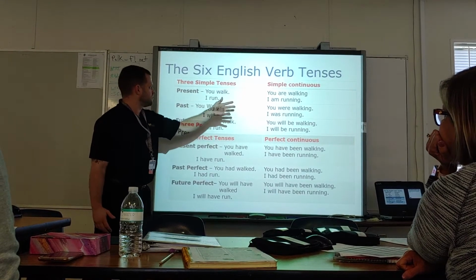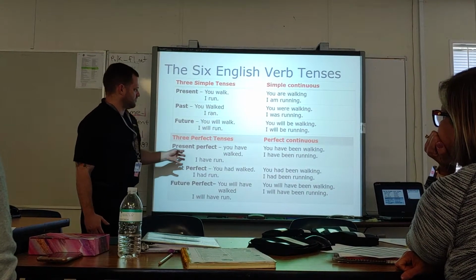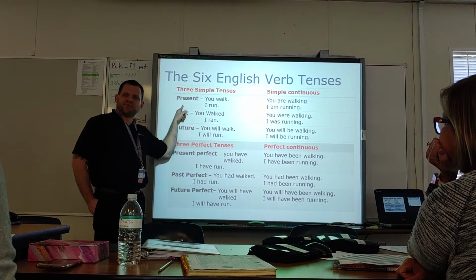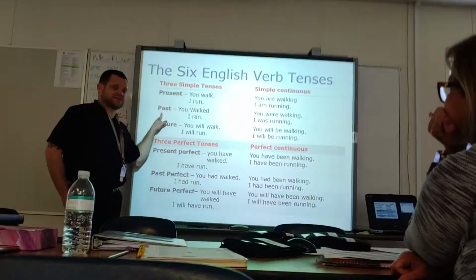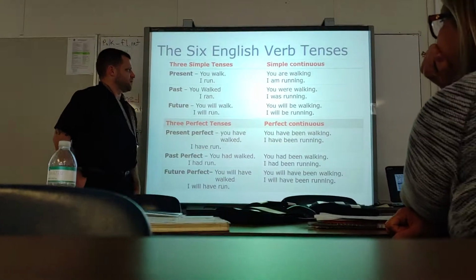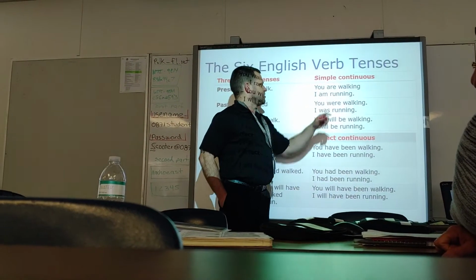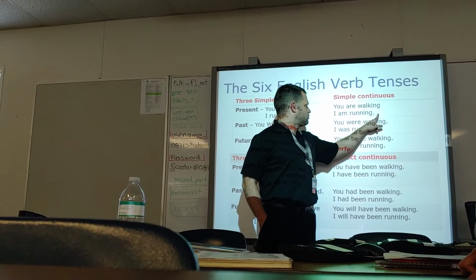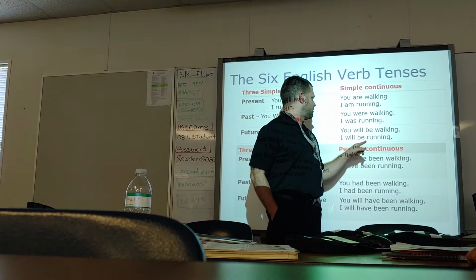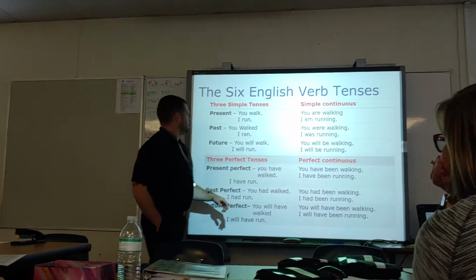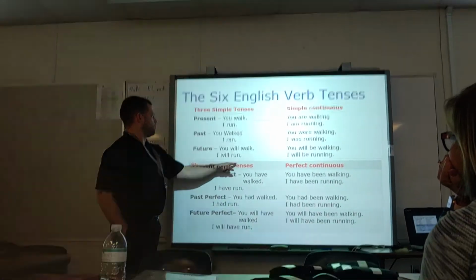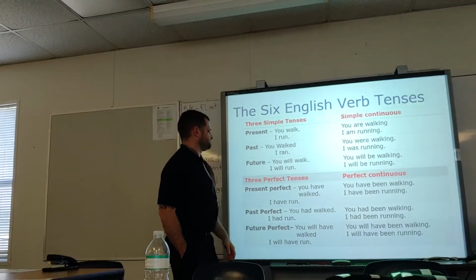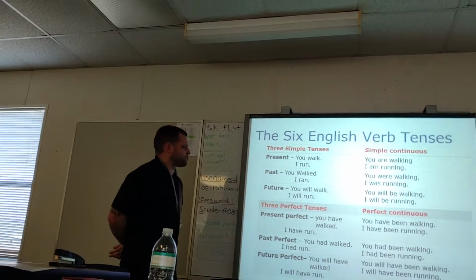You got these ones, and then you have perfect tenses. So right here we have the 3 simple tenses, which you have the simple present, the simple past, the simple future. Then you have the simple continuous, where we add ing. So walking, running. You will walk. I will run. You walked. I ran. You walk. I run. Okay? And then right here, the 3 perfect tenses.